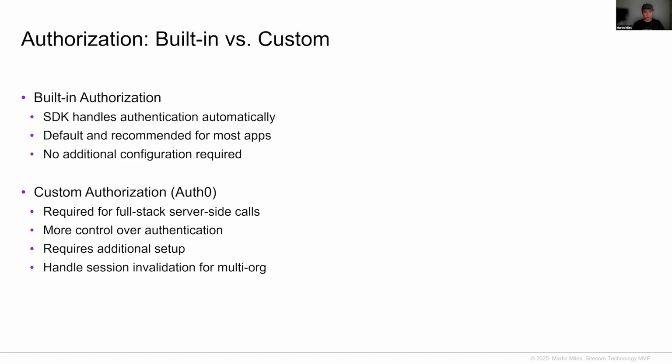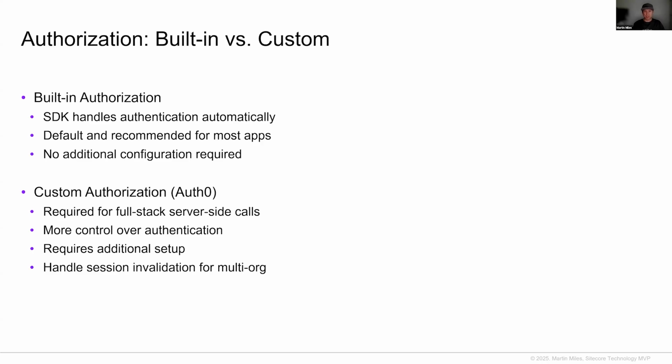It simply just works. However, if you're building a full stack app and need to make server-side API calls, you need to use custom authorization, which involves integrating Auth0, which is the Sitecore identity provider. You'll need to set up custom DNS for local development, create client credentials in your app configuration, and manage the authentication flow yourself across regions. The SDK provides experimental tooling to help you with all of that, but it's definitely way more complex.